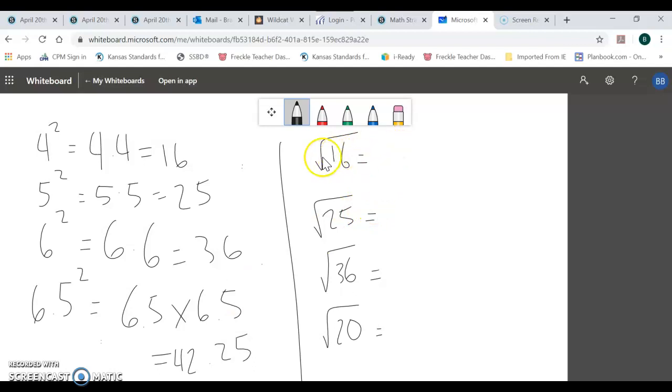So let's use square roots. So squaring is taking a number times itself. It's taking this number 2 times. So 4 squared is 4 times 4. It's that number 2 times. So 4 times 4 is 16.